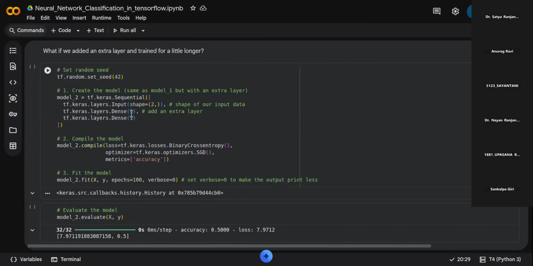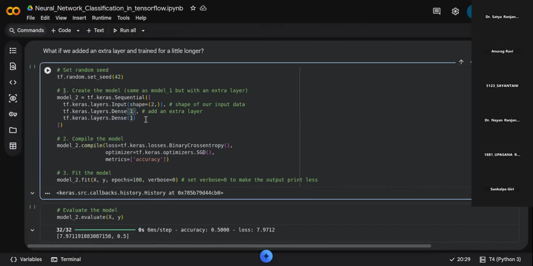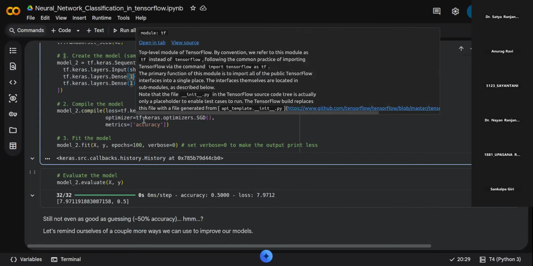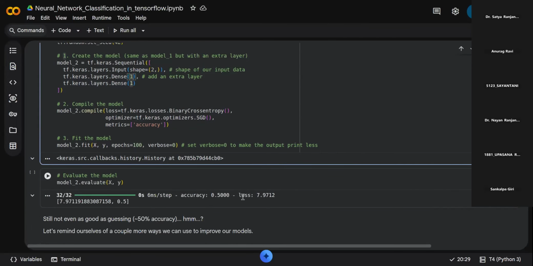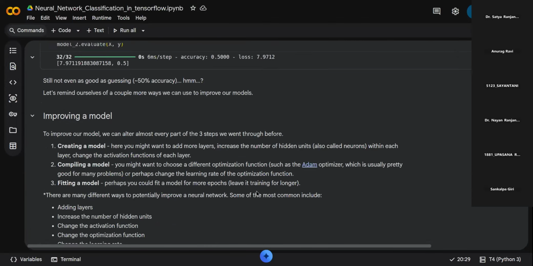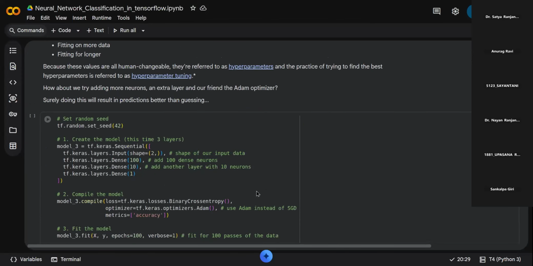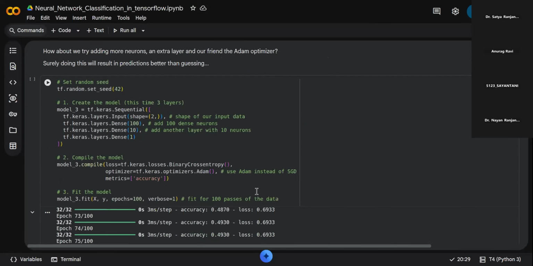Okay, so you can also increase the number of neurons in that layer. That's up to you. Even if you change it, it is still not going to give you a good result. So I'm just going to the final model because there is no time.